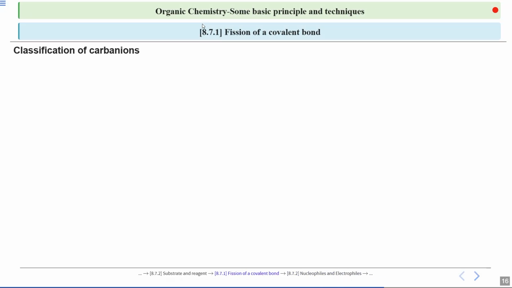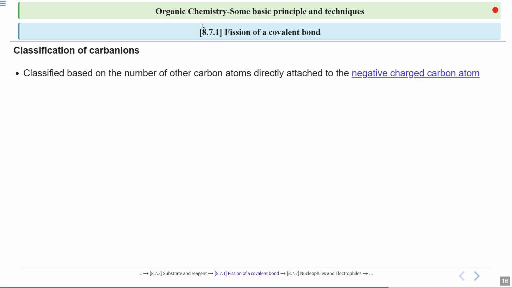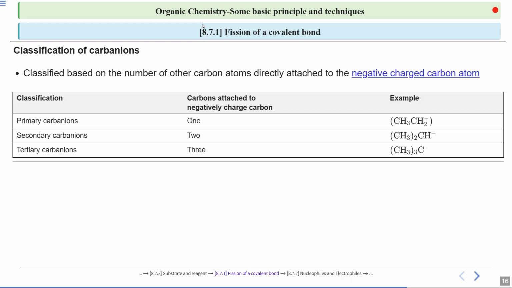Moving on to the next, we have the classification of carbanion. Similarly, on the basis of the carbons attached to the negatively charged carbon, we can have three different classifications. If one group is attached to the carbon, we call it a primary carbanion. If the negative-charge-containing carbon has two groups attached to it, it is a secondary carbanion. If three groups are attached to the negatively charged carbon, we call it a tertiary carbanion.